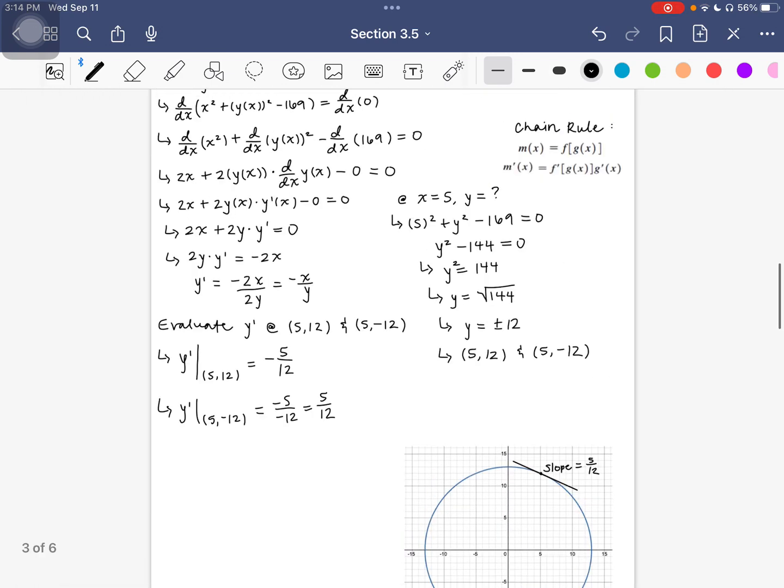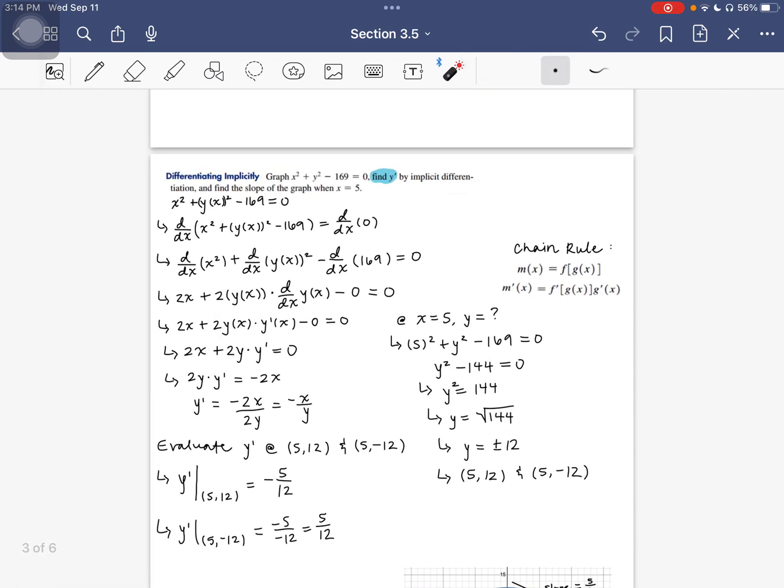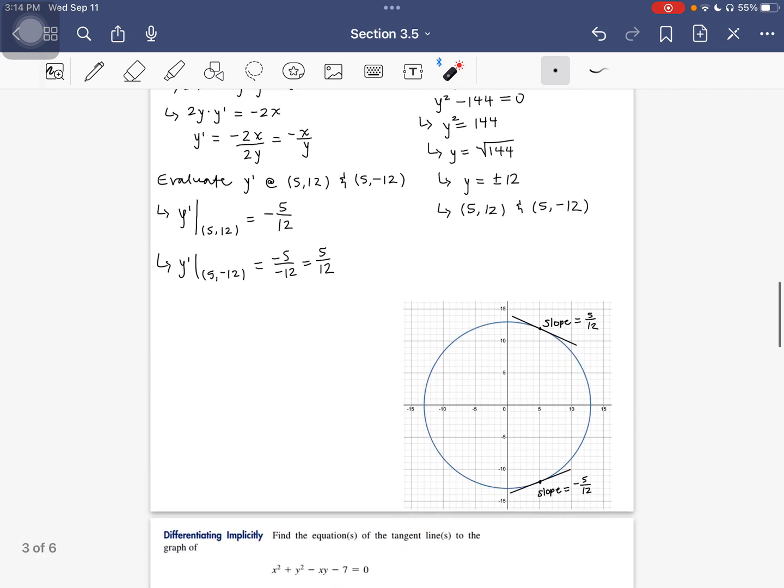All right, and then just going back to our original question, we were told to graph this, and I provided the graph for you. And then we wanted to find y prime, so we did that. And we wanted to find the slope of the graph when x is equal to 5, and we did that there. All right, so that's it for that example. Let's look at another one now.